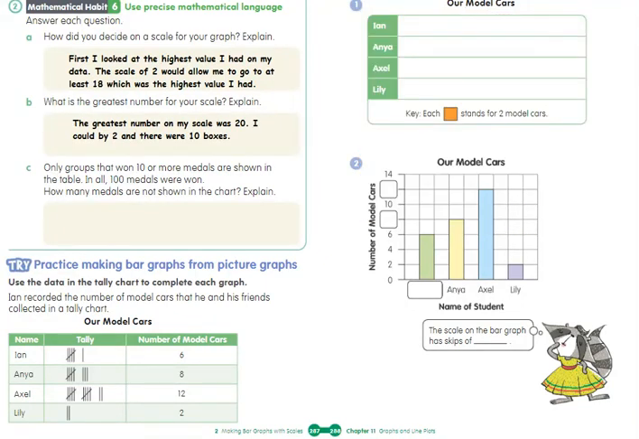So if it said that there were 100 medals in all, how many medals were not shown in the chart? 30 medals were not shown in the chart. I added all 5 groups that I had and got 70, then subtracted 70 from 100.